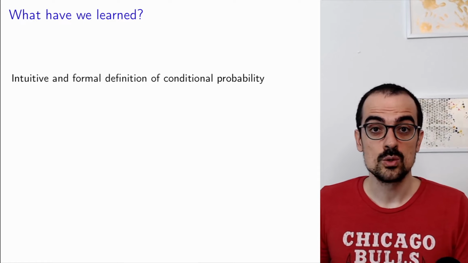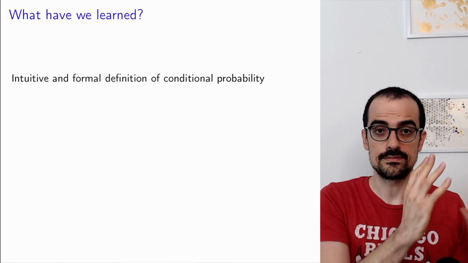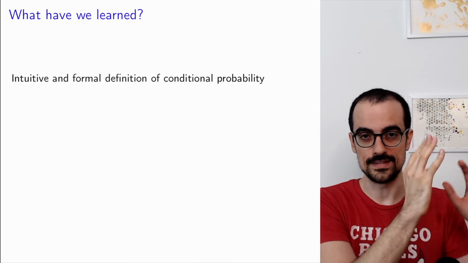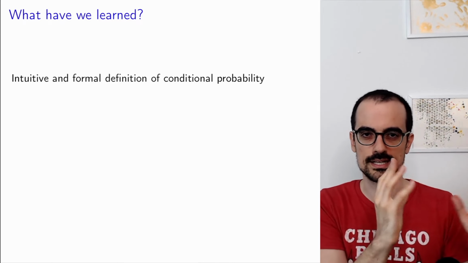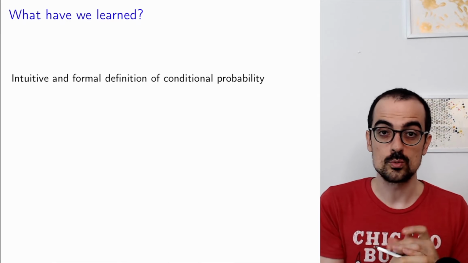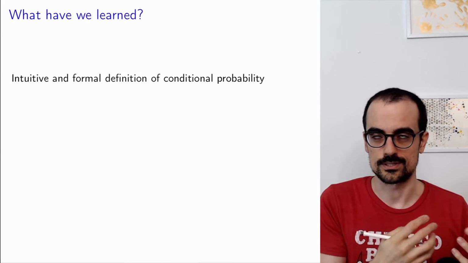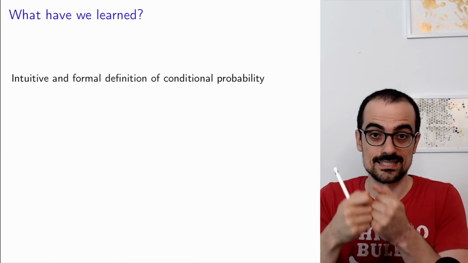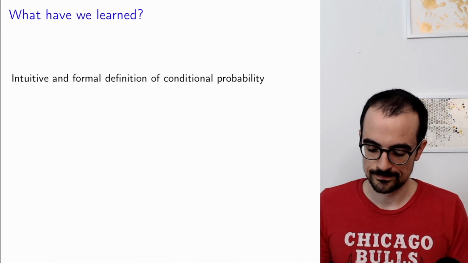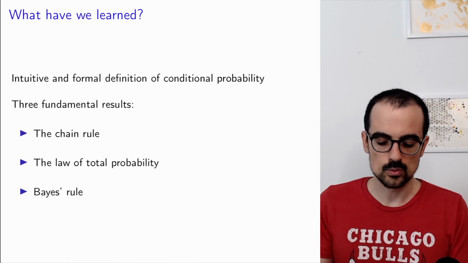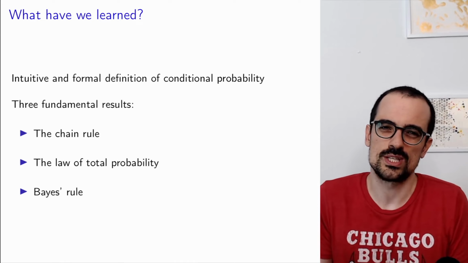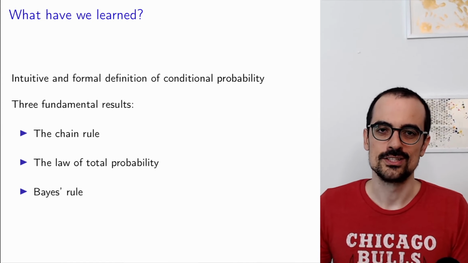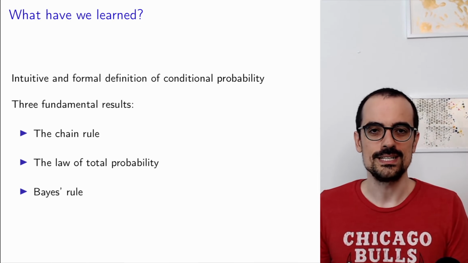So what have we learned? We have learned an intuitive definition of probability in two different ways. We looked at it just from intuition alone, and then looking at probability spaces and how we should blow up an event and so on. And we ended up with exactly the same definition of conditional probability. So now we're going to impose that as the definition of conditional probability. And then we looked over three fundamental results, which essentially just follow from the properties of probability and conditional probability. Those are the chain rule, the law of total probability, and Bayes' rule.